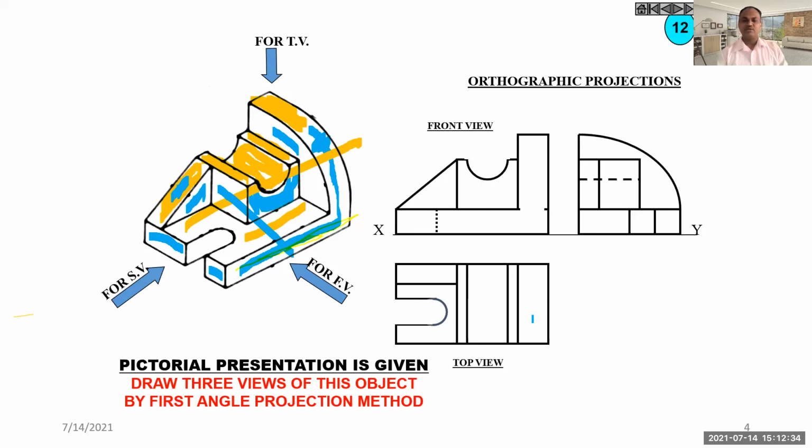And in case of side view, what will be seen? This portion, this is the major portion, so I have shown this one. Then inside the rectangle, there is one small rectangle, and these three portions will be seen.